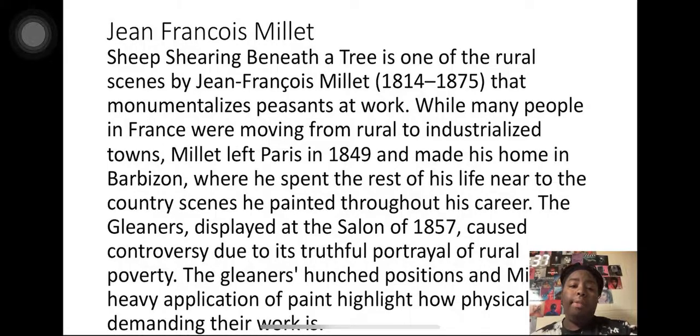Sheep Shearing Beneath a Tree is one of the rural scenes by Jean-François Millet that monumentalized peasants at work. While many people in France were moving from rural to industrialized towns, Millet left Paris in 1849 and made his home in Barbizon, where he spent the rest of his life near the country scenes he painted throughout his career. The Gleaners, displayed at the Salon in 1857, caused controversy due to its truthful portrayal of rural poverty. The Gleaners' hunched positions and Millet's heavy application of paint highlighted how physically demanding their work is.